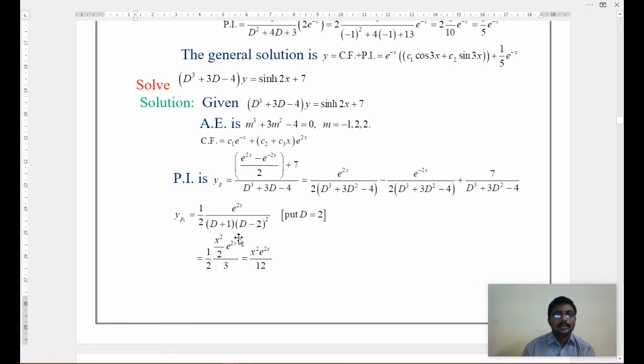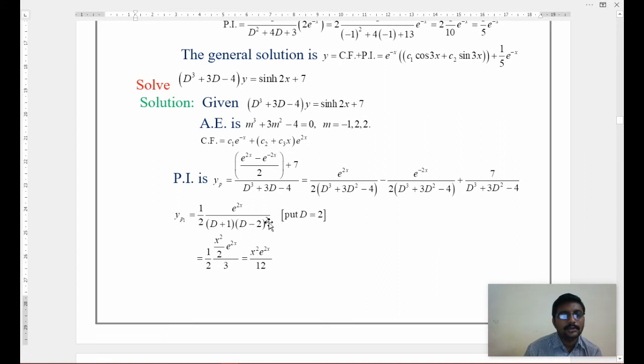Now here we have to take x square as the numerator, and the denominator function should be 2 into e power 2x. Thus we will get x square e power 2x by 2 into 2, 4, 4 into 3 is 12. So first we have to differentiate the function (D minus 2) whole square.